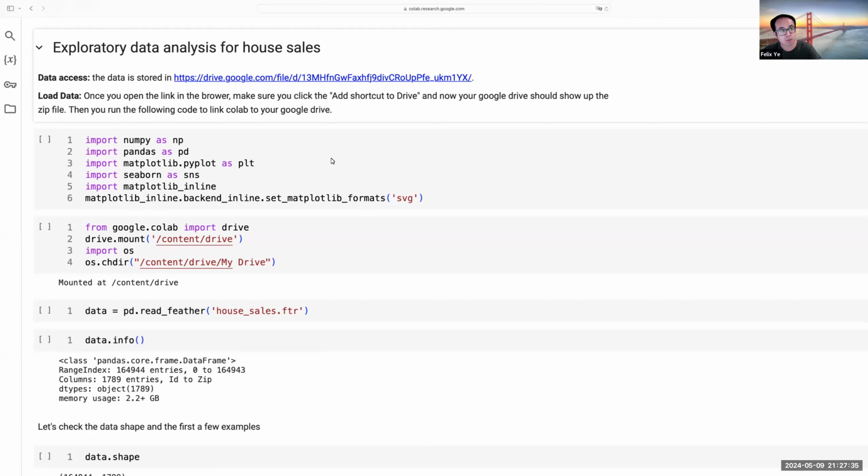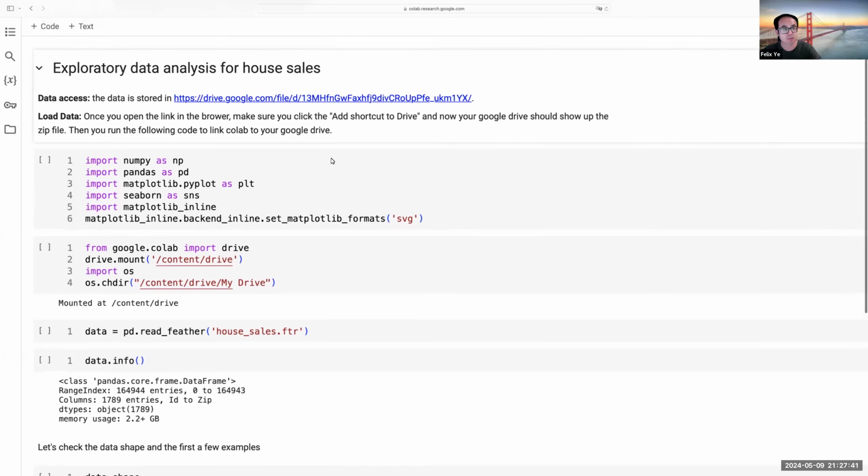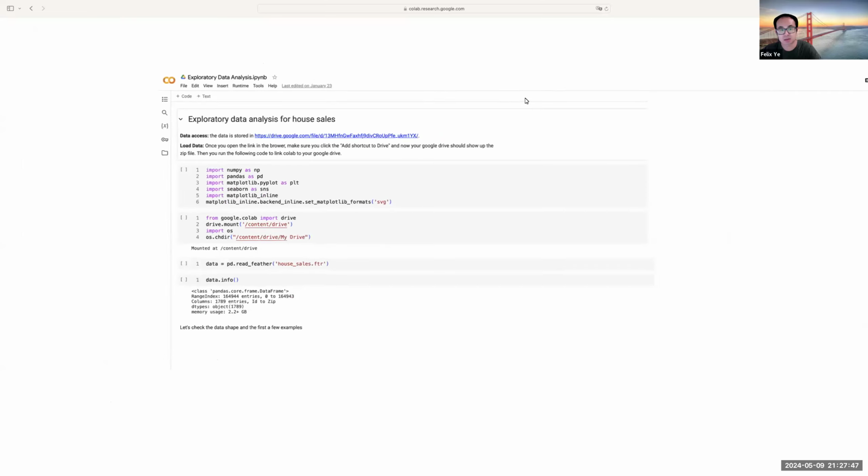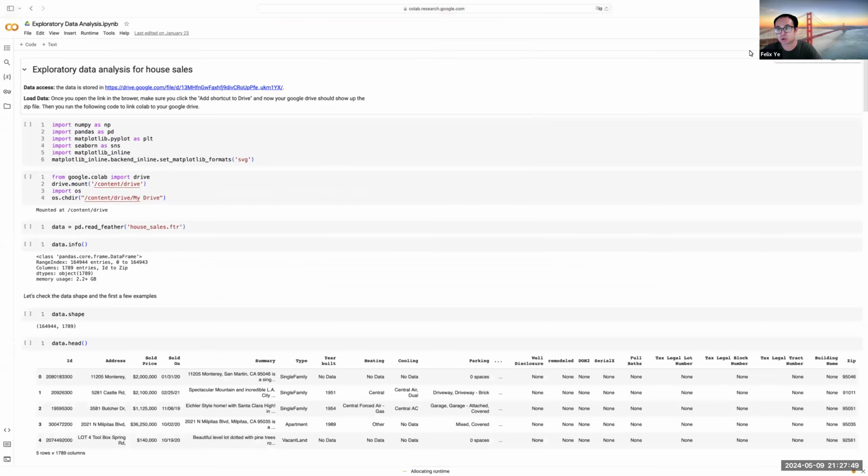Today we will talk about exploratory data analysis for house sales. This is a case study. We're going to study one big data set. This is a big data set, and you will see momentarily. So let's get connected to the Colab.